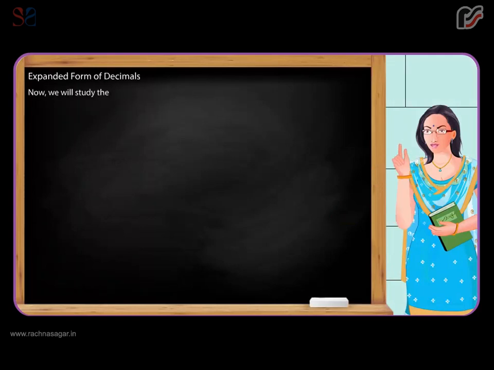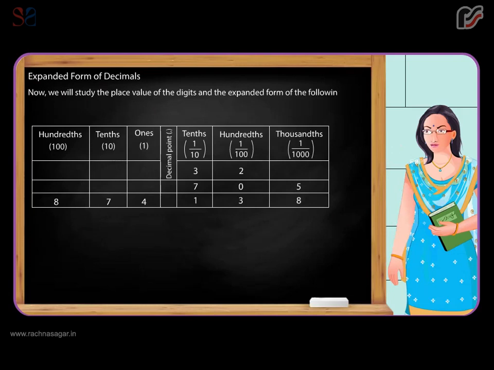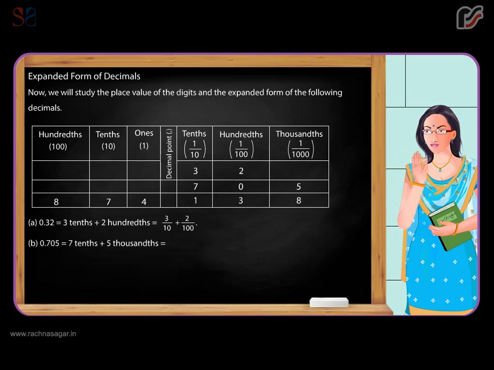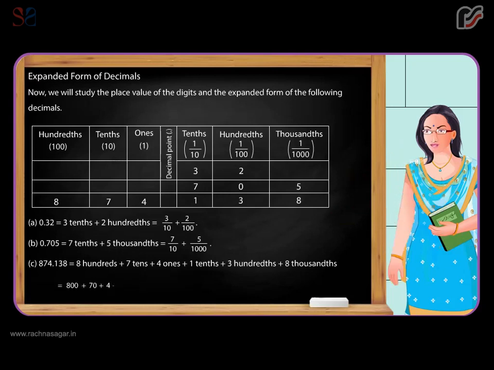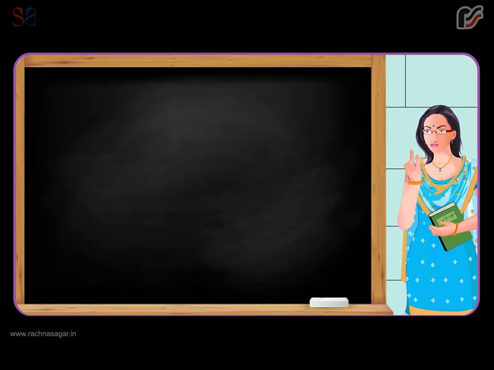Expanded form of decimals. Now we will study the place value of the digits and the expanded form of the following decimals. 0.32 is equal to 3 tenths plus 2 hundredths, which is equal to 3 by 10 plus 2 by 100. 0.705 is equal to 7 tenths plus 5 thousandths, which is equal to 7 by 10 plus 5 by 1000. 874.138 is equal to 8 hundreds plus 7 tens plus 4 ones plus 1 tenth plus 3 hundredths plus 8 thousandths, which is equal to 800 plus 70 plus 4 plus 1 by 10 plus 3 by 100 plus 8 by 1000.